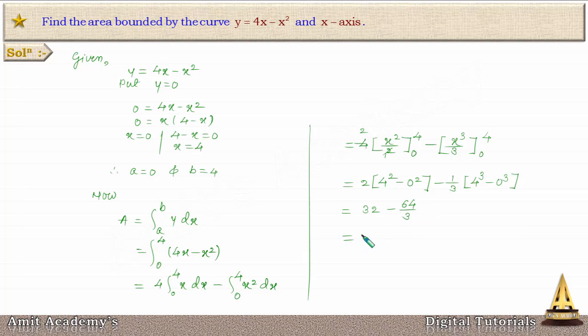So is equal to, now the LCM of these two terms will be 3. We have to multiply this 32 by this 3. So 32 into 3 will be 96. Minus the 64 upon LCM is 3. So A is equal to, now 96 minus 64 is 32 upon 3 square units. So this is your final answer.